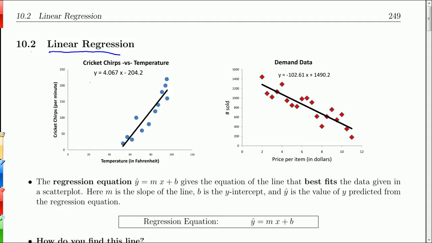And in the last chapter we did correlation, where we had a scatter plot that looked like this, for cricket chirps and temperature, or a scatter plot for the relationship between demand and price.